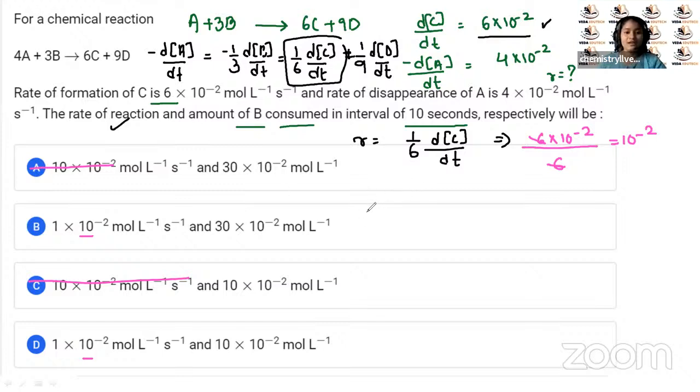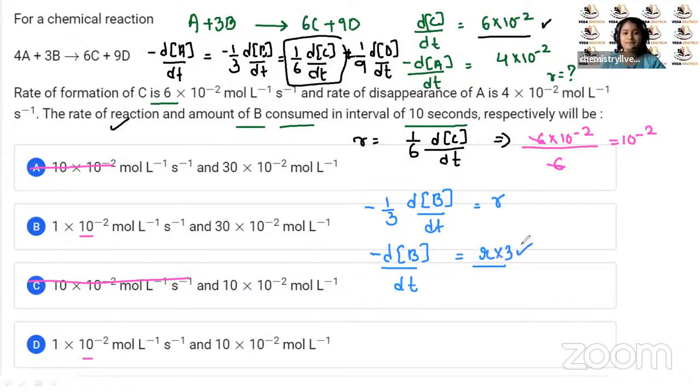So for B we know that minus 1 by 3 dB by dt is equal to the rate of reaction. If we want only minus dB by dt, that is per second, that will be R into 3, rate of reaction into 3 times. An interval of 10 seconds means you have to multiply with 10.